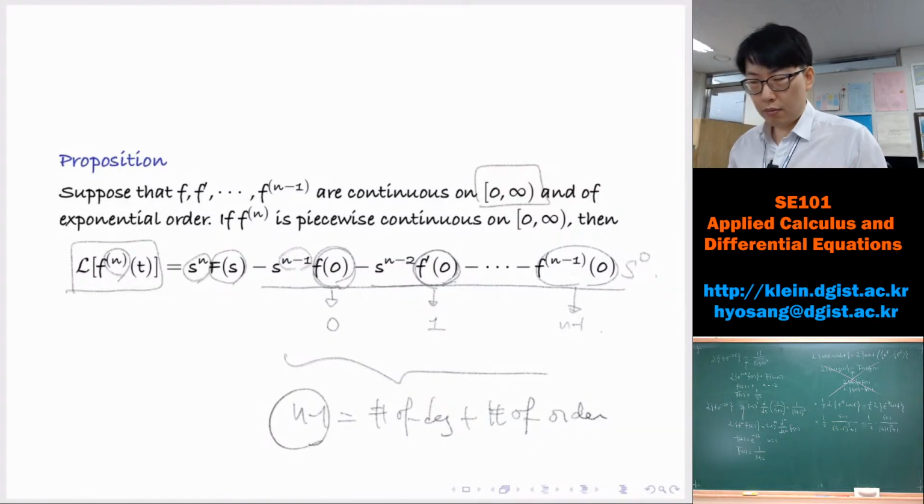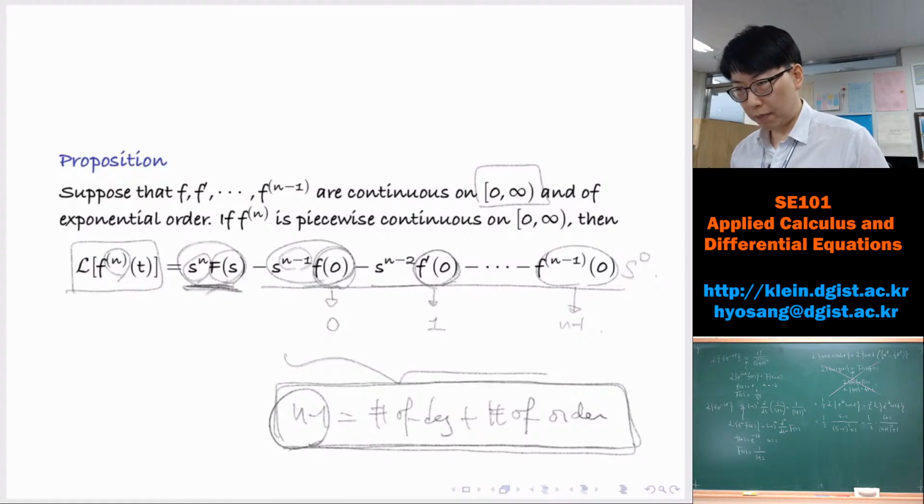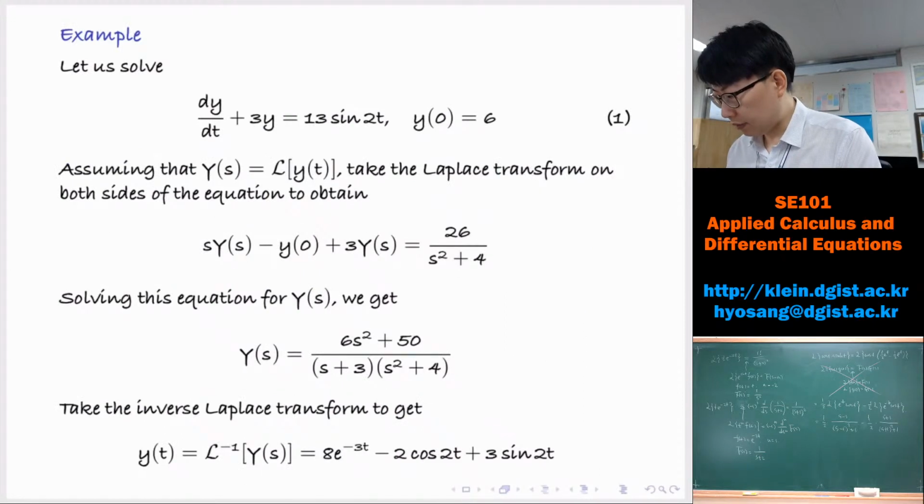So if you don't want to confuse or memorize the formula, memorize this method. You take this term, and then the rest of the terms are negative of these terms satisfying this property. Okay. Let's see the example here.